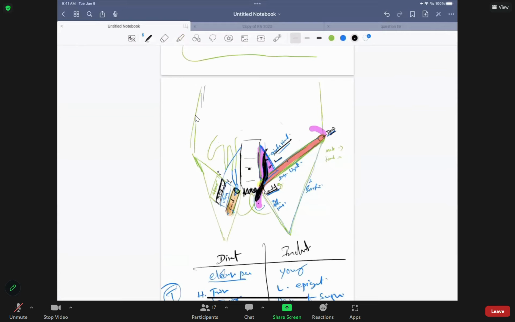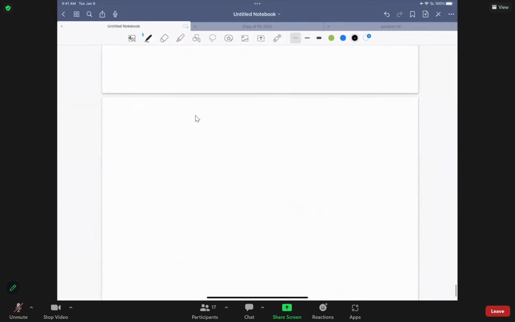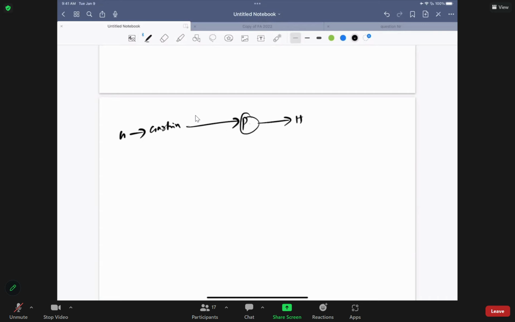If I'm learning this, how I would do it, I would try to write it down on my own without looking, to see if I understand. I would say G cell produces gastrin, and that gastrin goes to the parietal cell and stimulates the production of H+. Does that make sense, folks? And it stimulates the production of H+, which causes low pH, acidic pH, right?